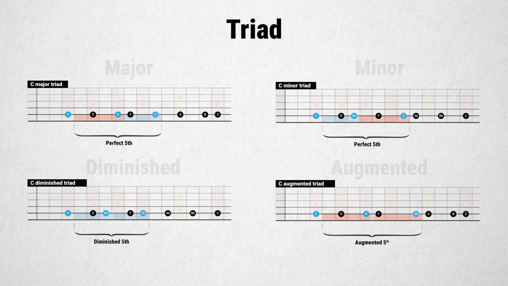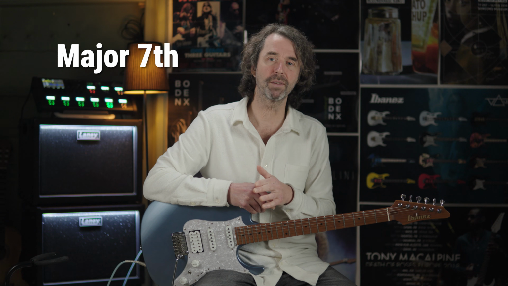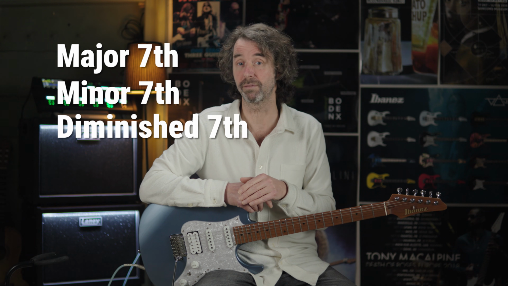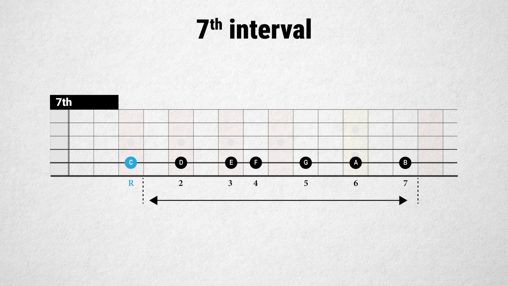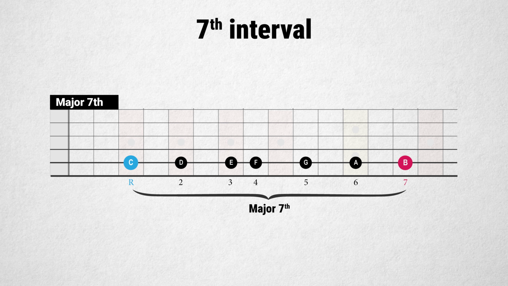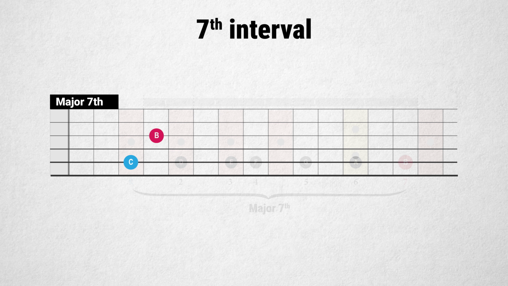Now we know that the triad can be one of 4 types, but the 7th degree can also have 3 different formats, namely the major 7th, the minor 7th and the diminished 7th. The name of the 7th degree depends on the distance between the root and that 7th degree. The major 7th interval has a tonal distance of 5 whole steps and a half step, and is the distance from the root C to the major 7th B.